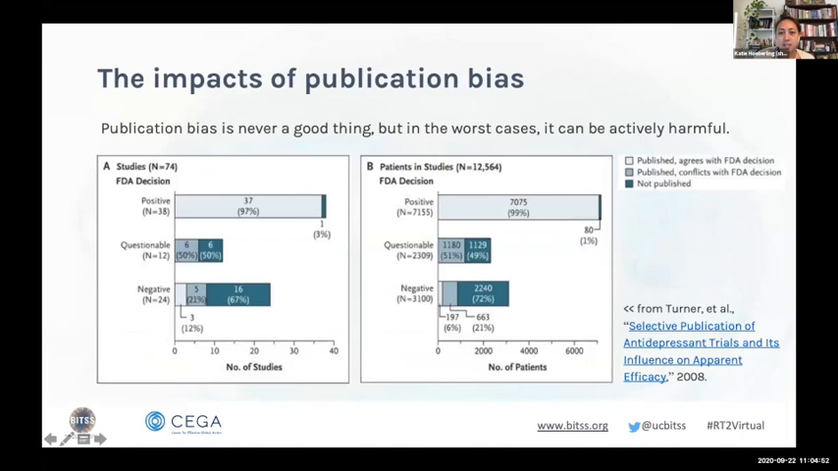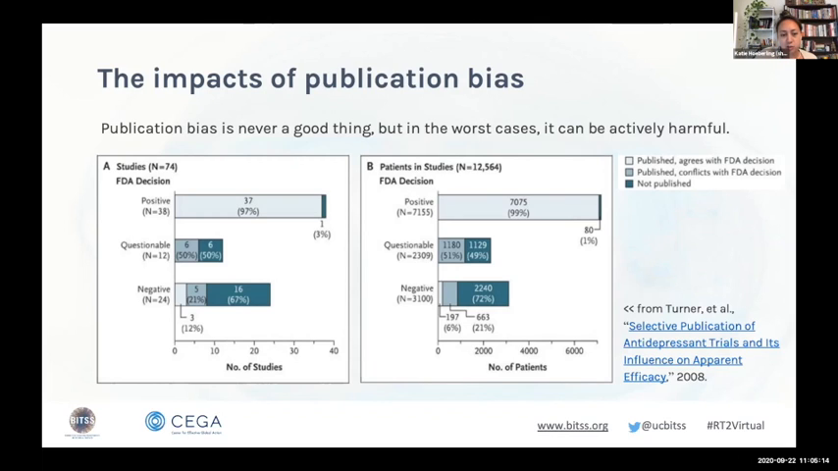Okay, and we've talked a lot about publication bias. I think we haven't gotten as much into what the actual harms might be. So this is from an older paper, but it's still fairly relevant. Turner et al. looked at the clinical trials registered for antidepressants.